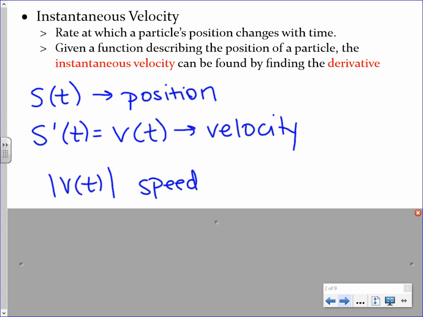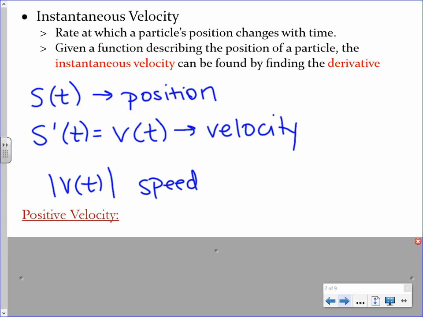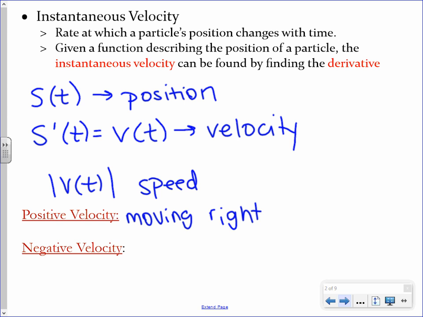How about if our velocity is positive? What is that going to mean about the direction of the particle? It's going to go to the right. Positive velocity means we are going to be moving right. When we think of a number line, we get more positive to the right. Therefore, negative velocity means we are moving left.